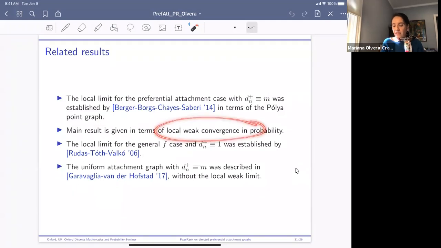Now, the original statement is given only for local weak convergence in probability. This construction that we have allows us to get both the strong and the local weak convergence in probability at the same time. The special case of out degree exactly 1, so a tree with general F, is due to Rudas, Toth, and Valko in 2006. It's very similar to what we have here with the local weak convergence in probability as well. And there's a general case as a special case of the same ideas that I'm going to talk about for the uniform attachment graph with fixed out degree M that you can find in this paper by Garavaglia and van der Hofstad in 2017. They don't have the local weak limit, but the construction is there.